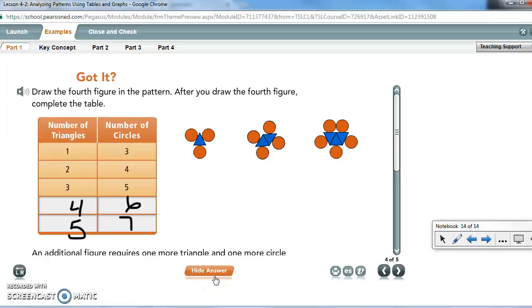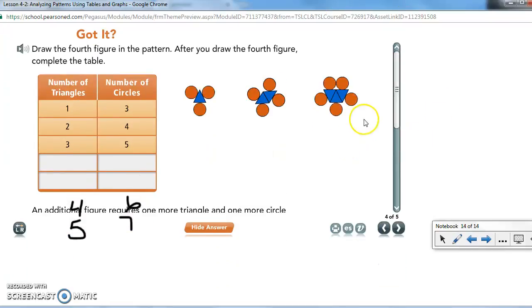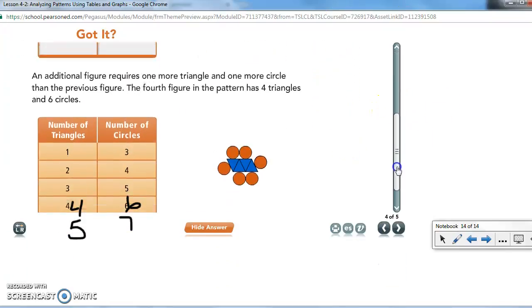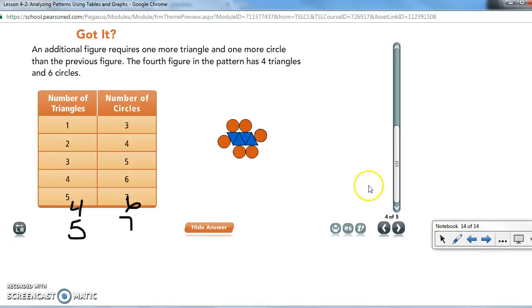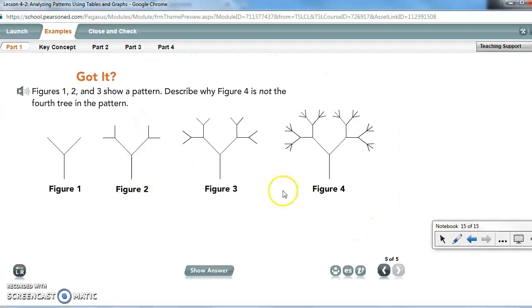So an additional figure piece requires 1 more triangle and 1 more circle. So here's what they drew. Okay, and they also filled in their graph. Figures 1, 2, and 3 show a pattern. Describe why figure 4 is not the fourth tree in the pattern.